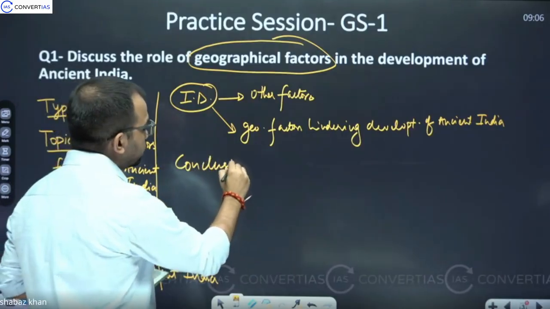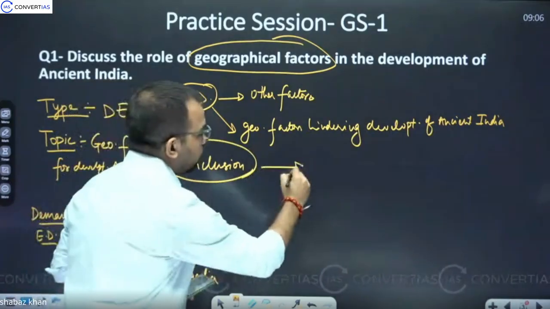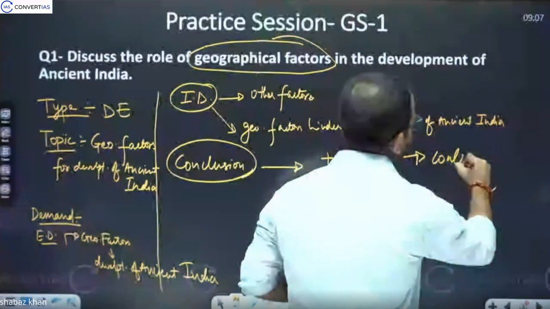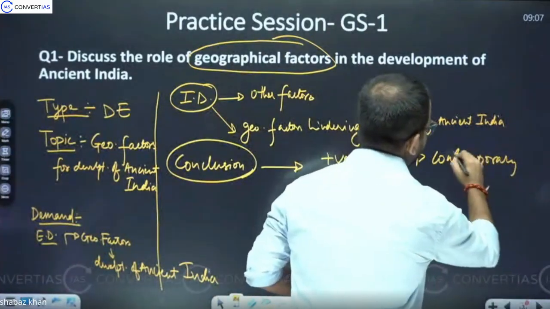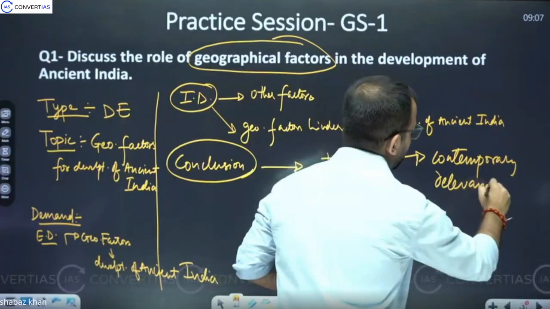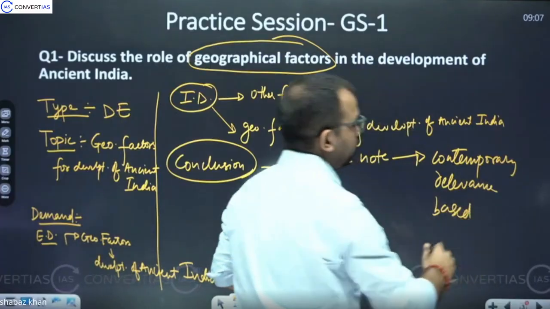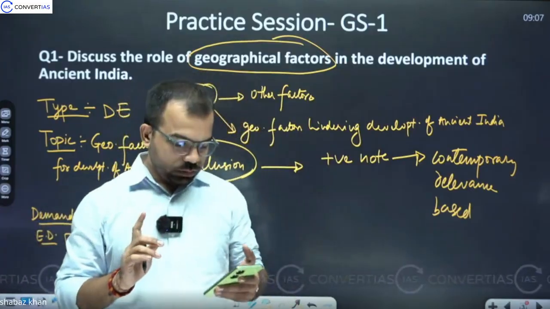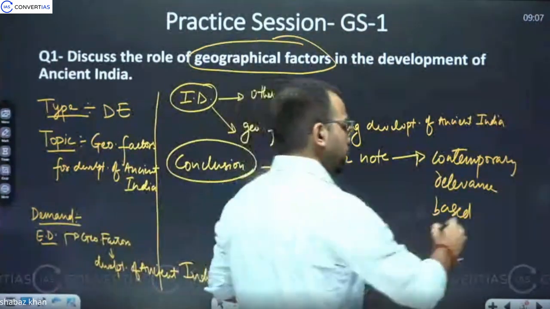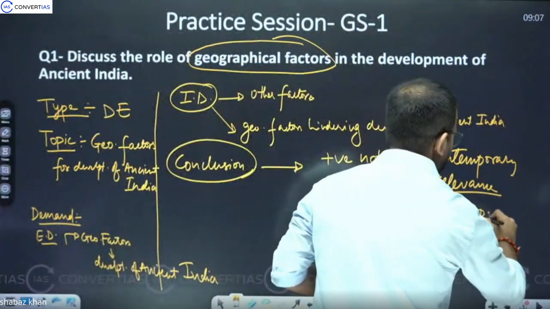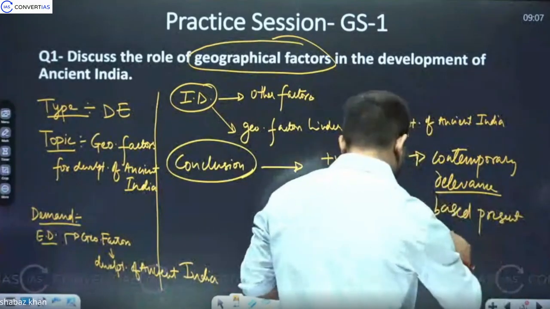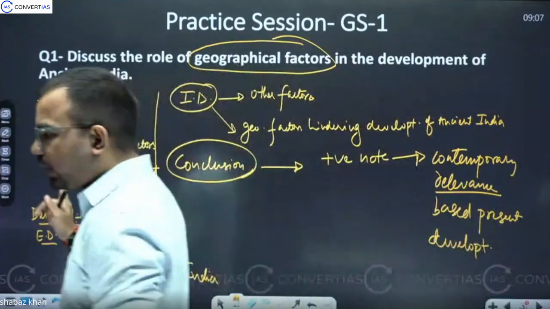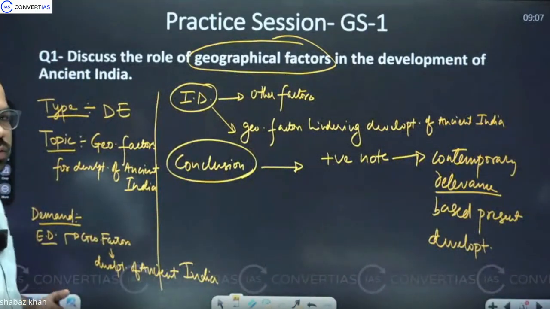Conclusion: always write on a positive note. Can you write a contemporary relevance based conclusion that geographical factors still determine the development of present society? Yes or no? Yes. Superb. Present development. Is this going to be the entire structure? Yes.